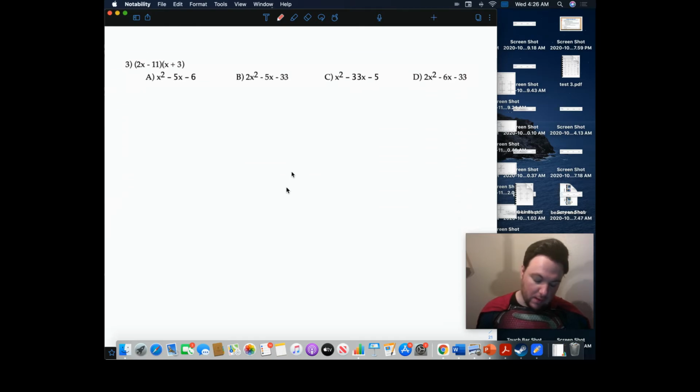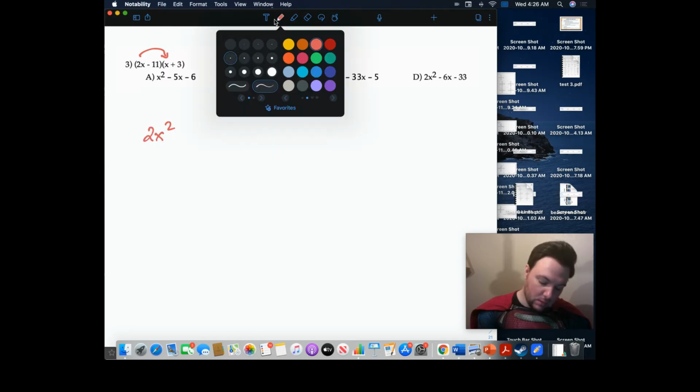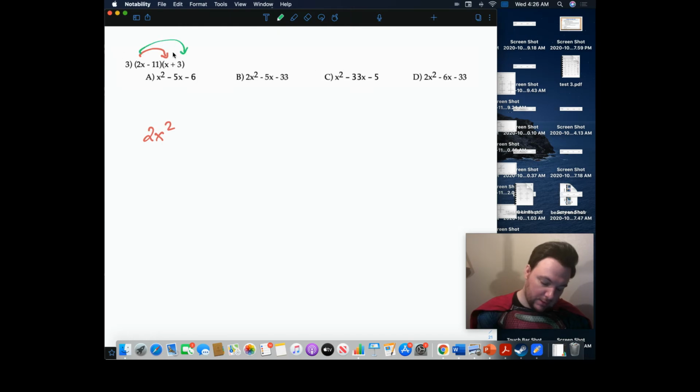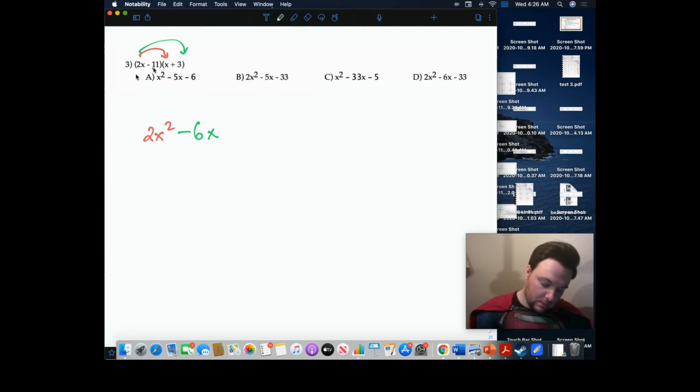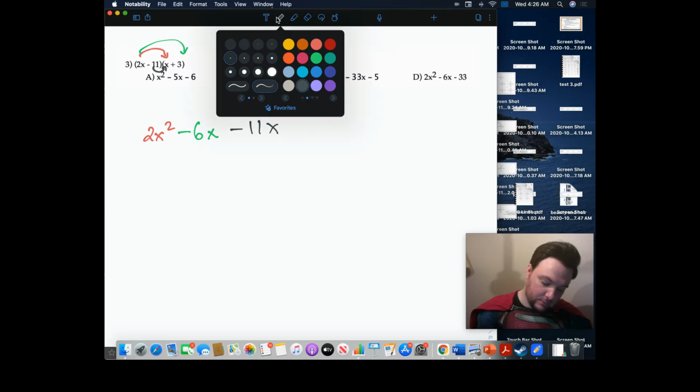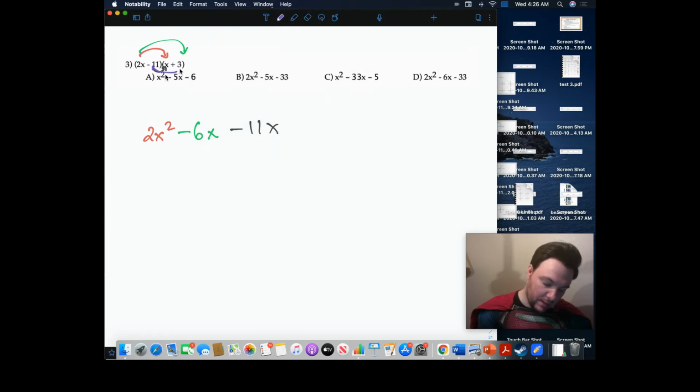Okay. All right, so more of the same. This one's a little tougher because the numbers aren't as pretty. So 2x times x is 2x squared. 2x times 3 is 6x. Negative 11 times x is negative 11x. And then negative 11 times 3 is negative 33.